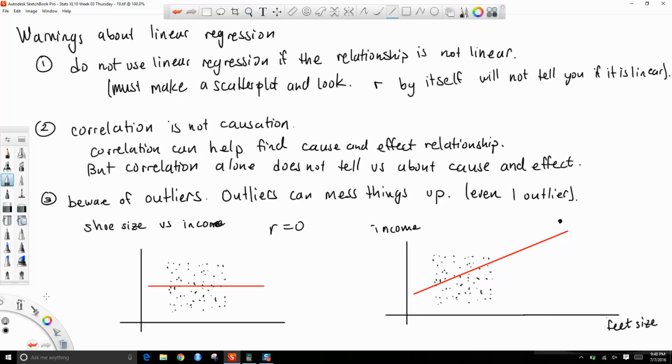Okay? Yes? Wouldn't there also be other outliers on the other side that will balance things out?